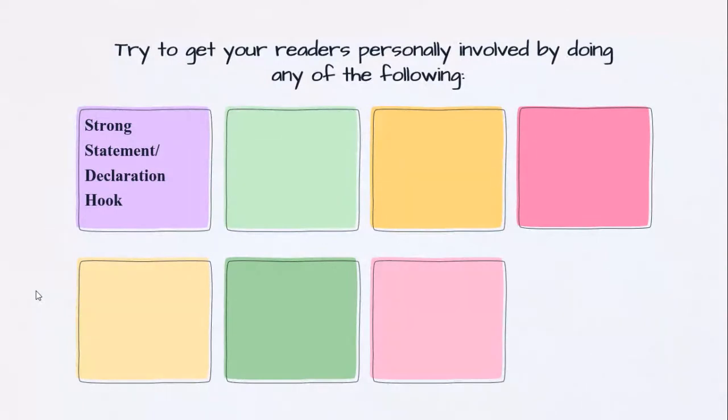Okay, the first one is the strong statement or declaration hook. A strong statement is a great technique because it doesn't matter if your reader agrees or disagrees with your statement. They will want to see how you support it. Next, the interesting question hook. People are inquisitive. When we hear or read a question, we want to know the answer. If we don't have an answer, then we need to find out.